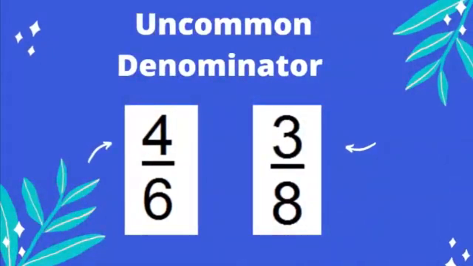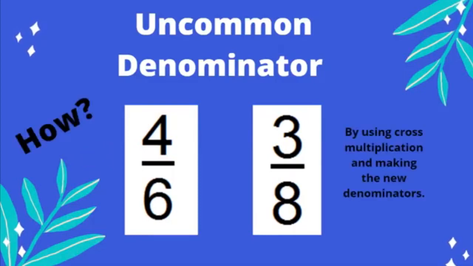What if we have uncommon denominators, or fractions that have different denominators and numerators? Can we compare and order them? Yes, we can. This condition is called an uncommon denominator. So how do we compare and order them? By using cross multiplication and making new denominators.